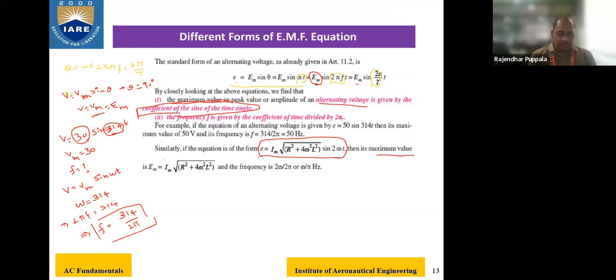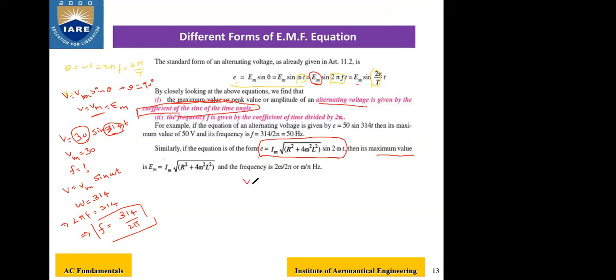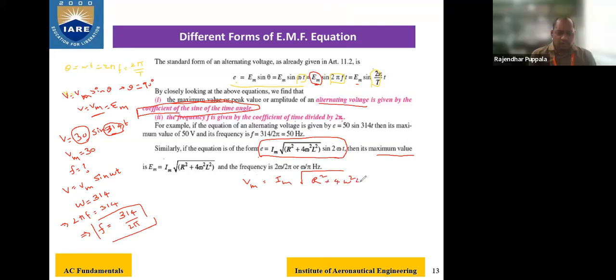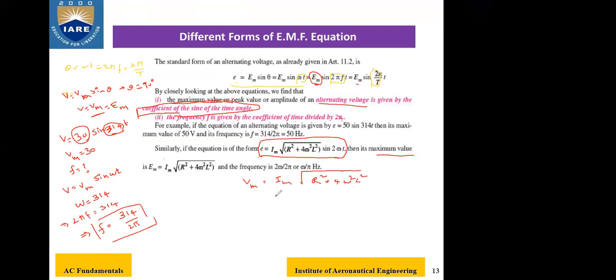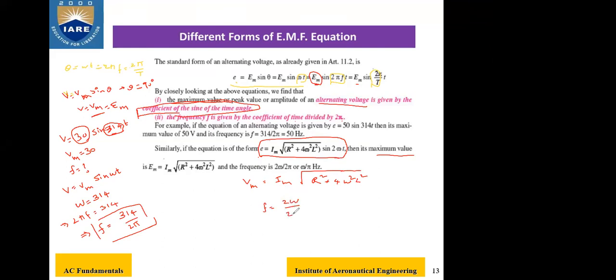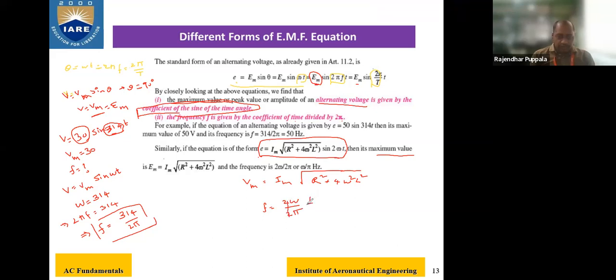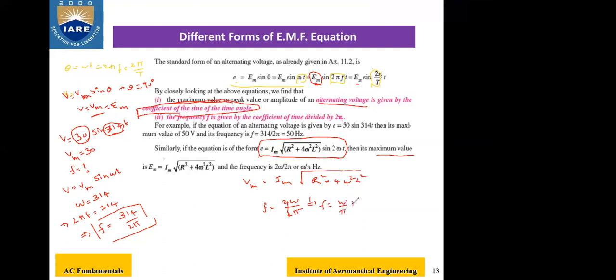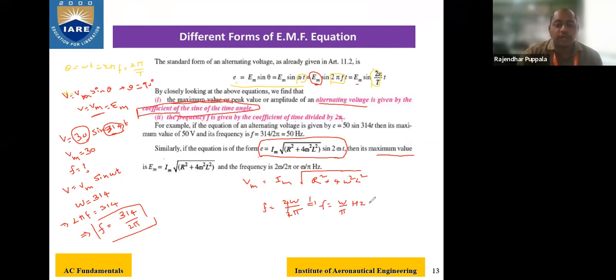Now what is the coefficient here? Im under root R square plus 4 omega square L square. Very good. Now, what is the frequency here? From the first point, you already answered; we got the maximum value Im for this curve. Now, from the second point, what is the frequency? Frequency is equal to coefficient of t, and the coefficient of t is 2 omega. So 2 omega by 2 pi. Very good. So the frequency is equal to omega by pi hertz. This is the way to find the maximum value and the frequency for the given AC waveform.